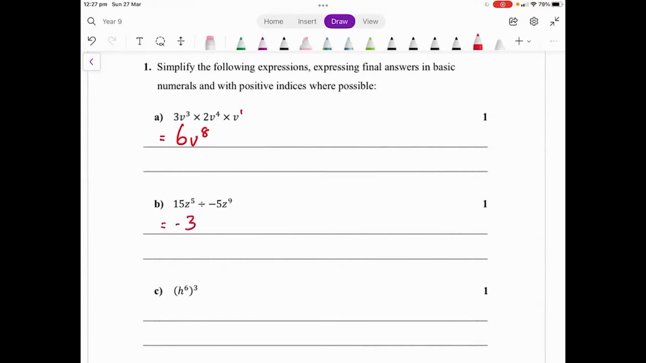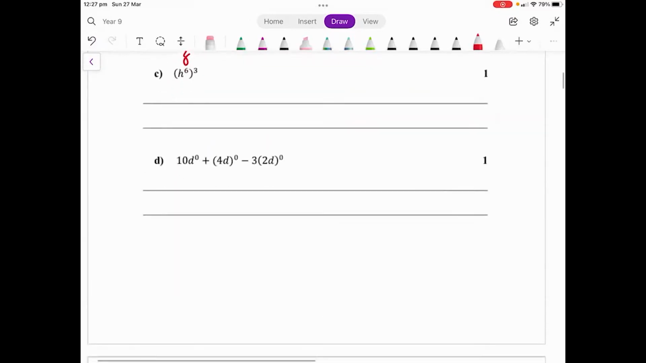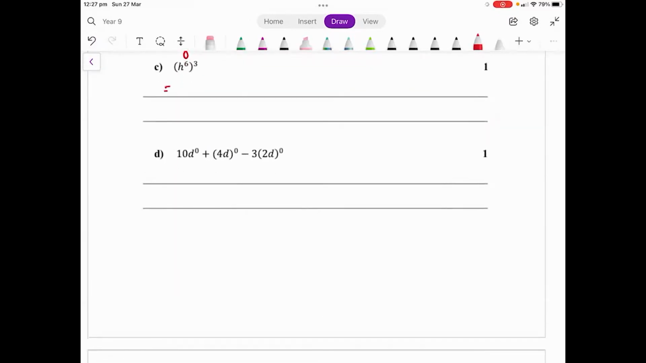Question 2, we divide the coefficients, so 15 divided by minus 5 equals negative 3. And we subtract the powers, that gives us z to the power of minus 4. However, according to the question, we're not allowed negative indices. So we must move that z to the denominator, so it becomes negative 3 over z to the power of 4. Question C, we simply multiply the powers, that gives us h to the power of 18.